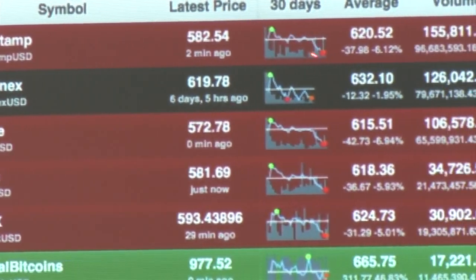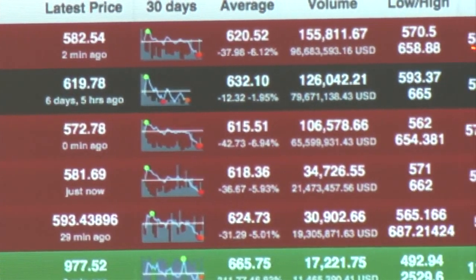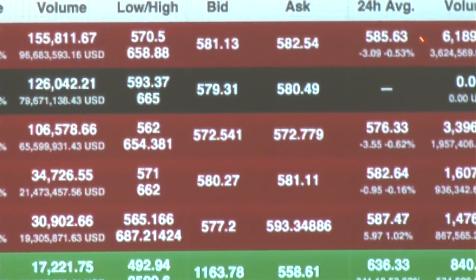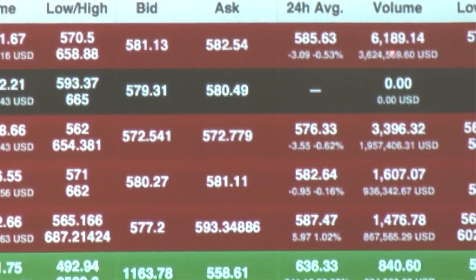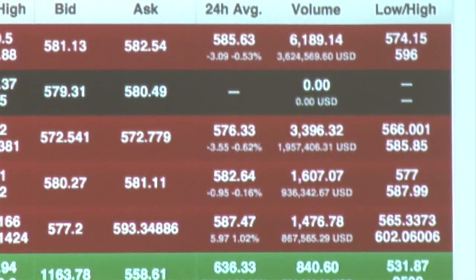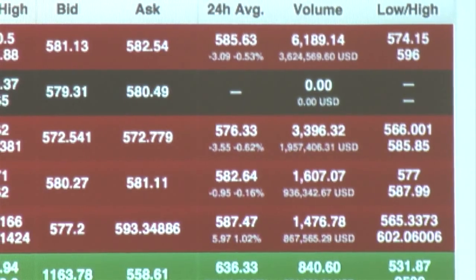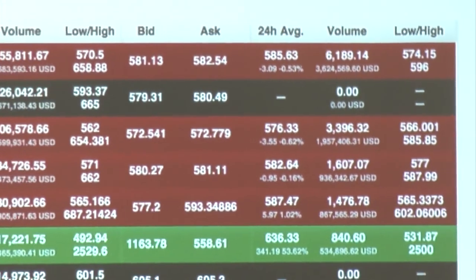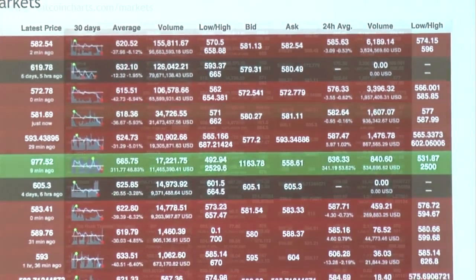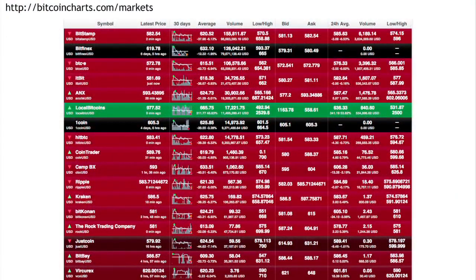$582.54. You can get graphs, you can look at the average, the volume, etc. The 24-hour average price was $585. The volume was about 6,100 Bitcoins, or about $3.6 million over the previous 24 hours. So you can see there's a lot of trading here. And if you go to this site live, you can see the prices move in real time as trades get made. So this is an active market, it's a liquid market, and there are plenty of places you can go to buy or sell Bitcoins.